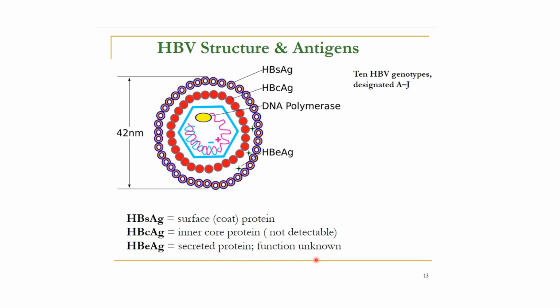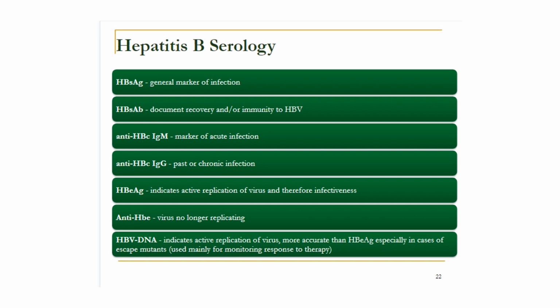It says the function is unknown, but generally we take it to indicate active replication if it's present, whereas antibodies against it indicate that there's no more replication. So we'll see in the next slide. So now on to the hepatitis B serology. This is very important to understand for interpretation of the hepatitis B panel.